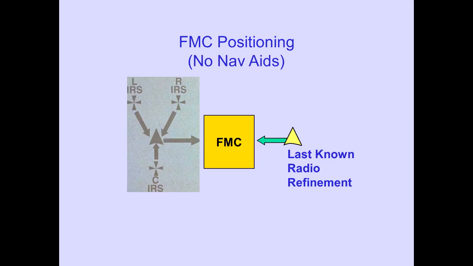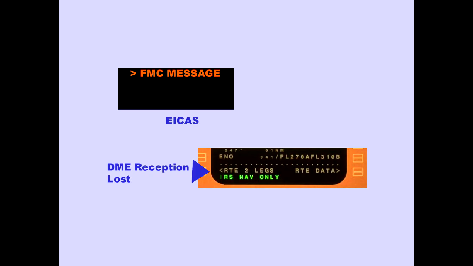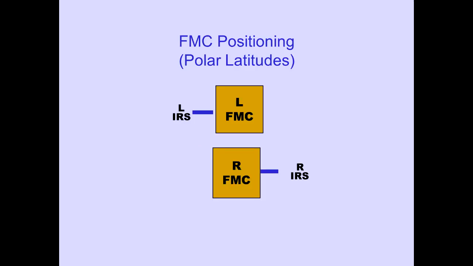When no navigation aids are available, the FMC continues to use the radio refinements for position. The FMC message, IRS navigation only, is displayed when GPS and DME reception is lost. When operating at polar latitudes, the FMCs will not use the combined IRS position. Each FMC will use the position of its respective IRS after GPS and radio DME refinements are lost.